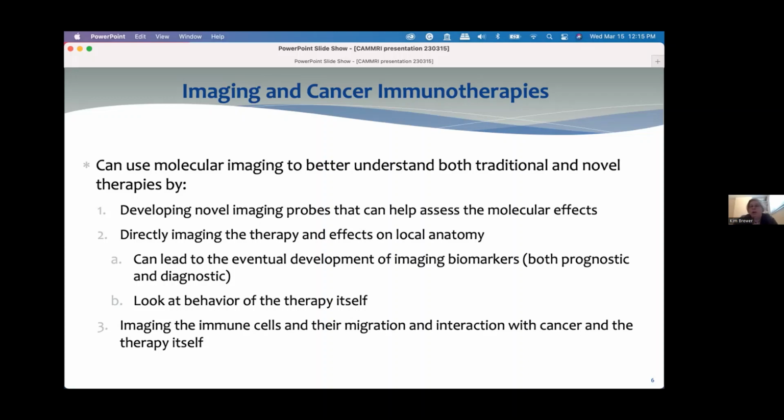We don't know who's going to respond best to immunotherapies. If there is some kind of imaging-based biomarker that can help, that can save a lot of money and a lot of time for the patient. And then the third one is imaging immune cells. And I would say this is probably the biggest area of research in our lab, and looking at migration and interaction with cancer and the therapy itself.